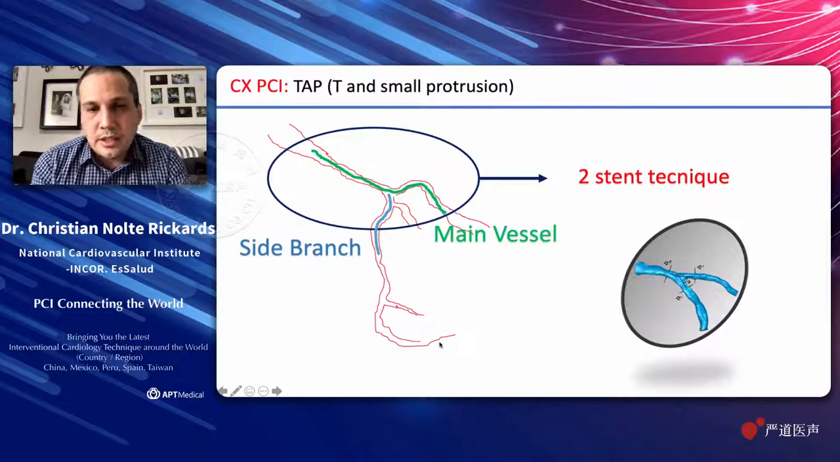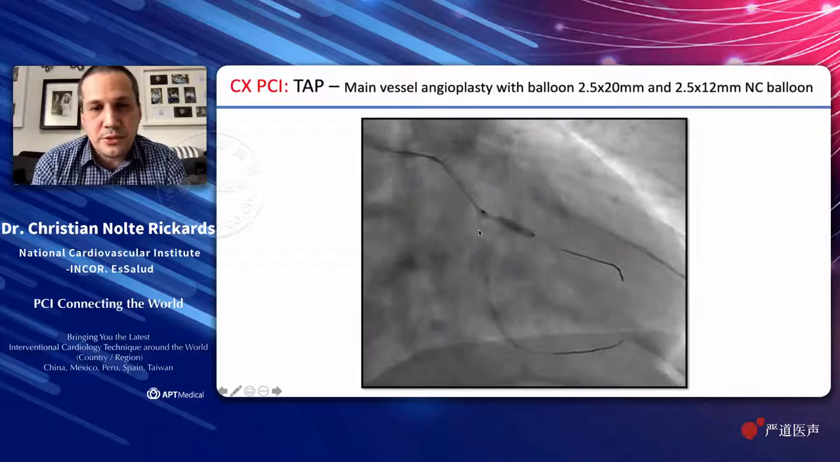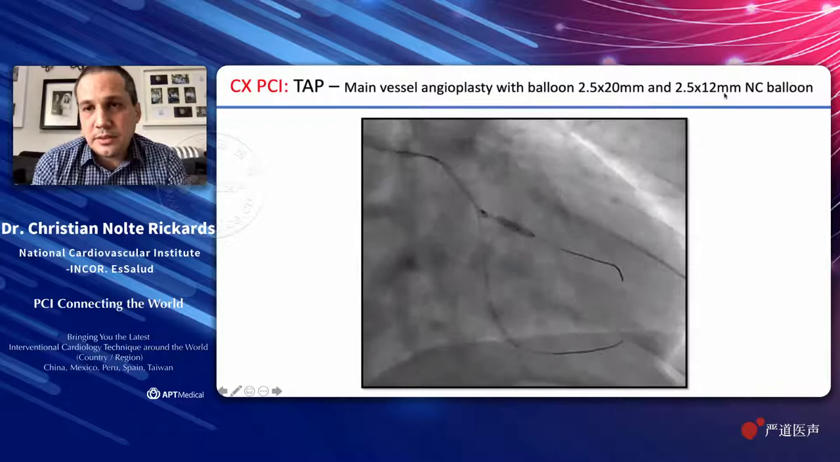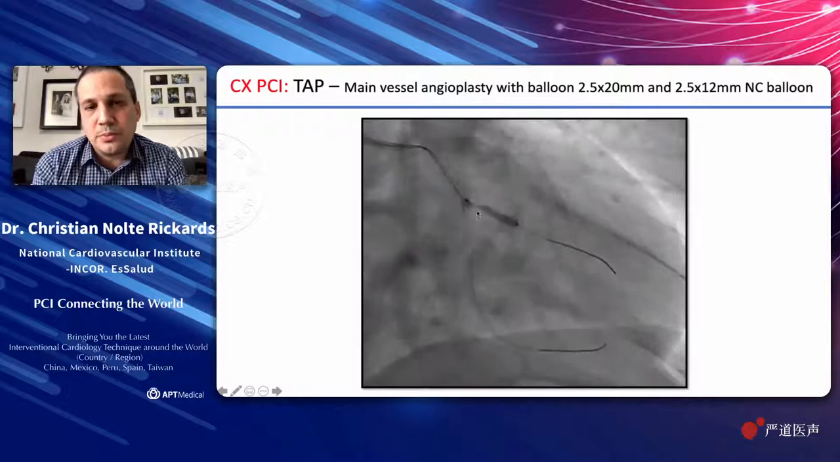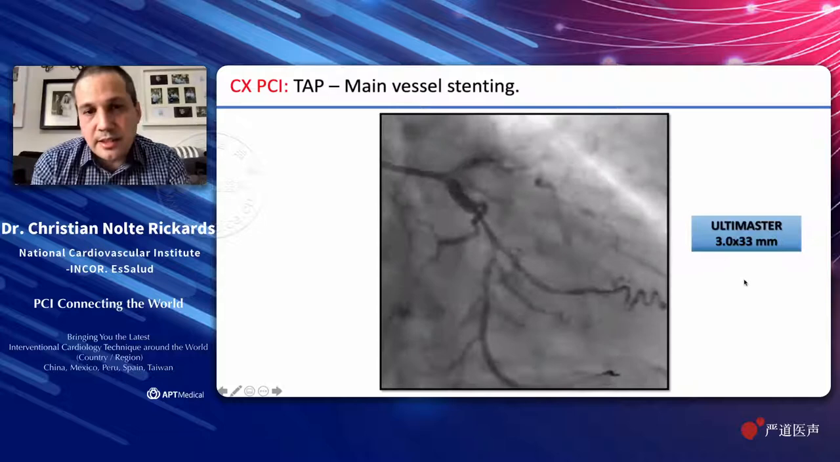So we started to prepare the lesions for the main vessel stent. And as you can see, lots of calcium in the origin of that first marginal. So we predilated it with a 2.5 millimeter balloon and then a non-compliant balloon, 2.5 by 12, with which we managed to break this calcium here and advance the stent into the main vessel.